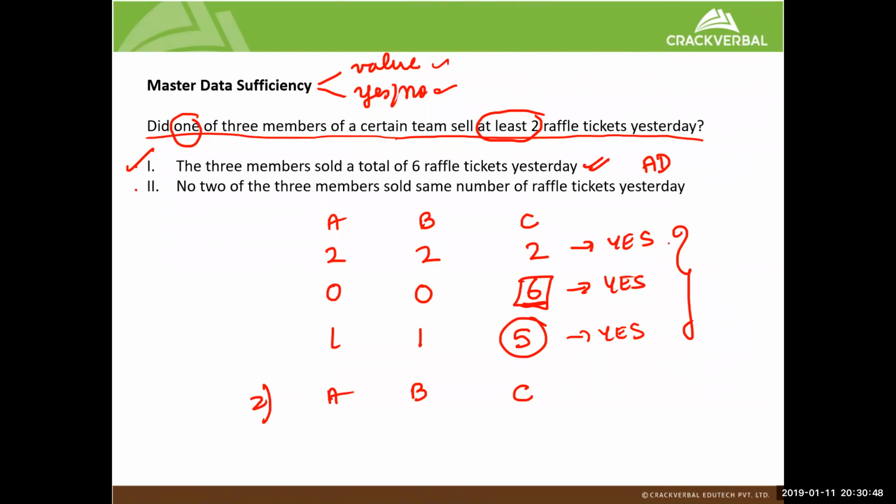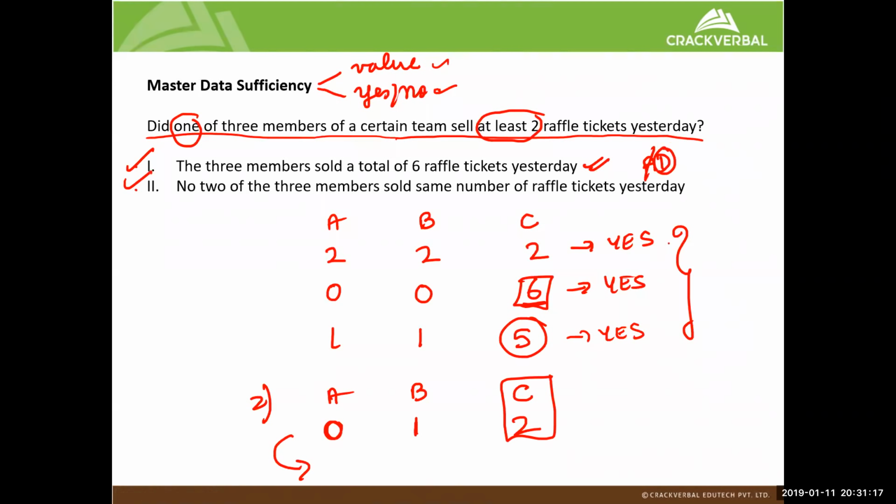Exactly. So even if I take the smallest possible value, no 2 of the 3 members sold the same number. So if I keep A as 0, B has to sell 1 and C has to sell 2. That's the minimum possible value that I can go to. And in whatever case I take further from 0, 1 and 2, I'll always have at least one person who sold 2 or more raffle tickets yesterday. So the second statement also gives me enough information to solve. And the answer here is D.